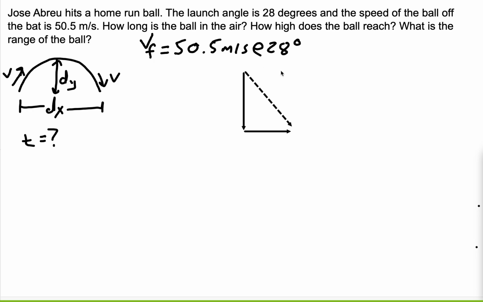Okay, so this would be VF, and we know in this problem VF is 50.5 meters per second. This part is Vx, and this part is VFY. Now I did a bad job of drawing this because this angle is going to be 28 degrees, and I'm pretty sure you can tell I drew it bigger than 28. So in reality, Vx is going to be bigger than VFY. My triangle is out of scale.